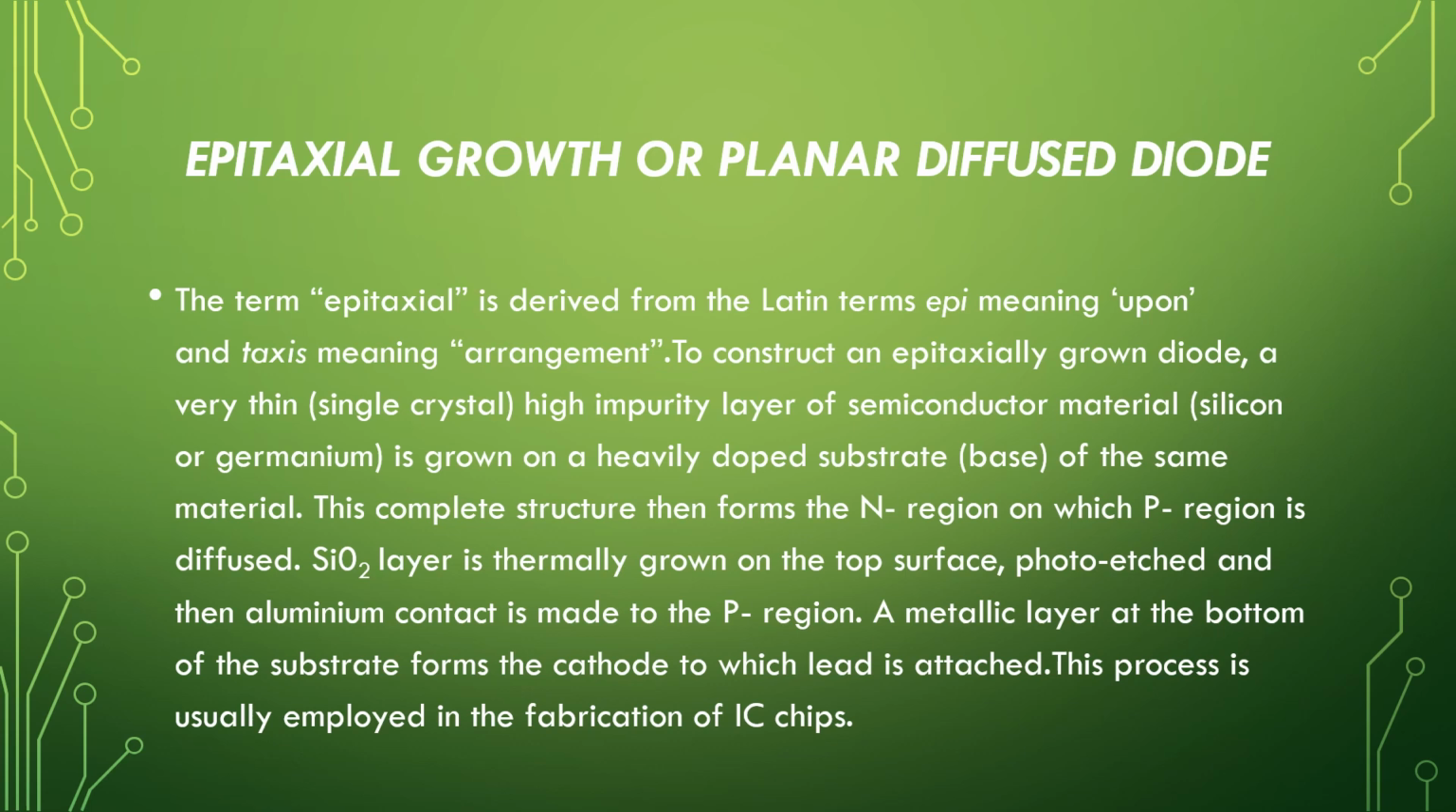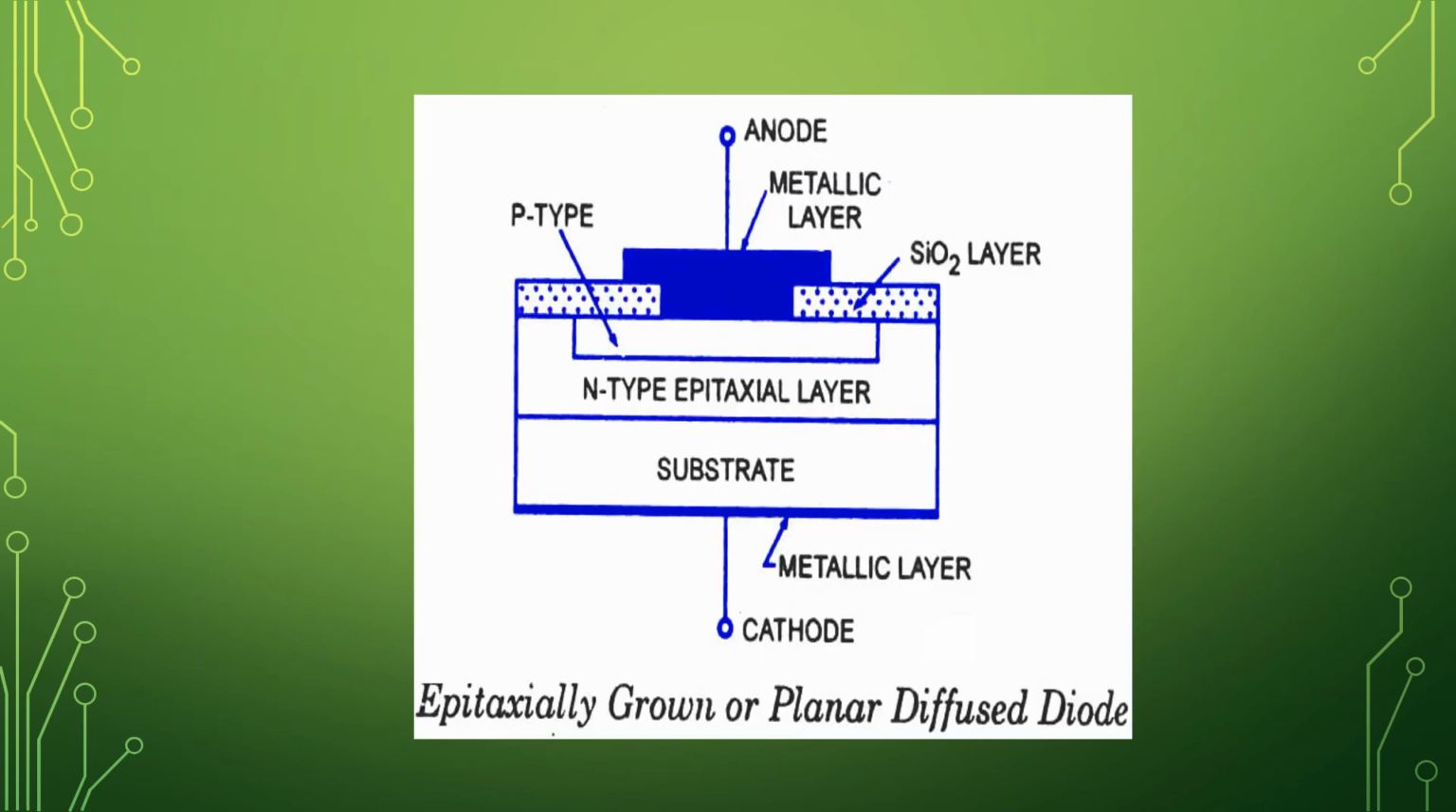SiO2 layer is thermally grown on the top surface, photo-etched and the aluminum contact is made to the P region. A metallic layer at the bottom of the substrate forms the cathode to which lead is attached. This process is usually employed in the fabrication of IC. If you look at the figure of epitaxially grown or planar diffused diode, there is an anode in a metallic layer, and this is the SiO2 layer, and this is the p-type and n-type epitaxial layer, substrate, and a metallic layer below which is a cathode.